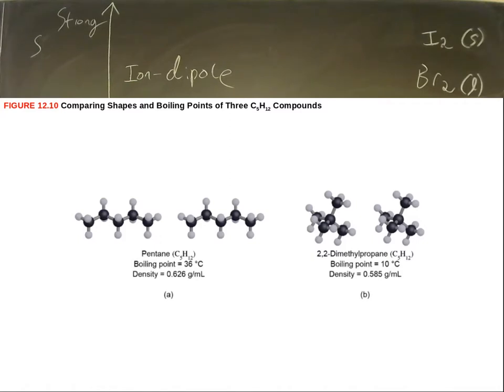And they've got the exact same molecular formula, and so they have the exact same composition and molar mass, but the boiling point for the one on the right, the 2,2-dimethylpropane, sometimes called neopentane, is 16 degrees Celsius lower, and it has a lower density as well. And we can understand this because of the surface area presented to neighboring molecules in both cases.